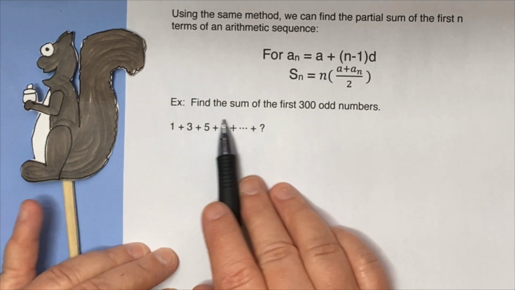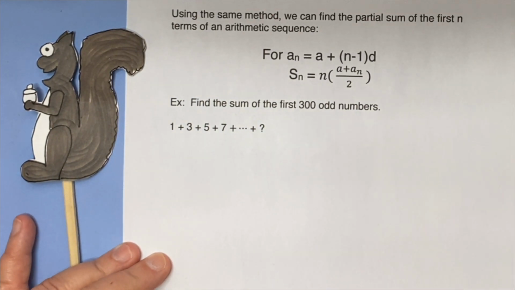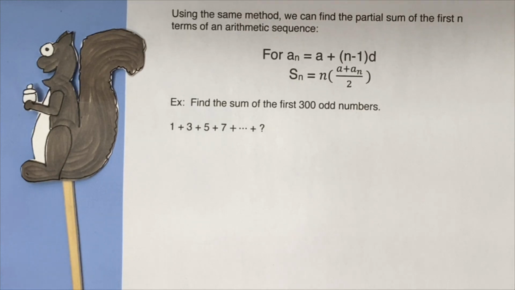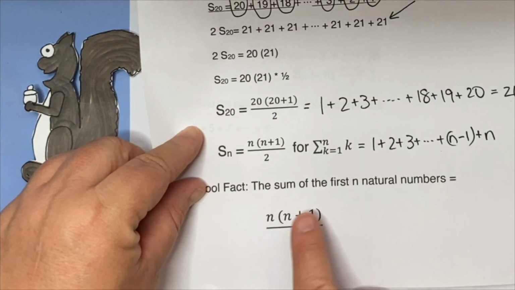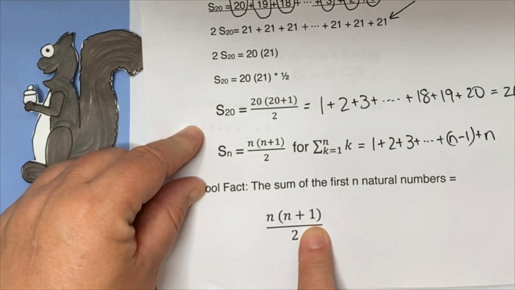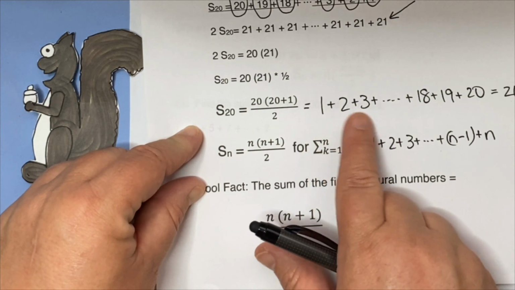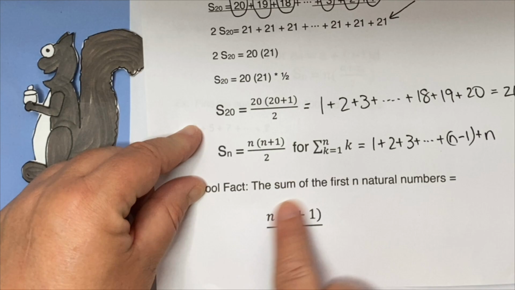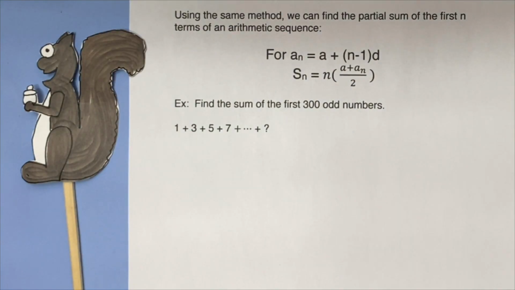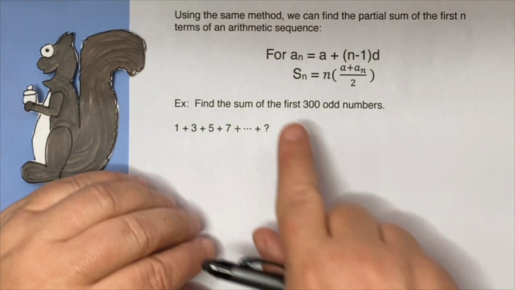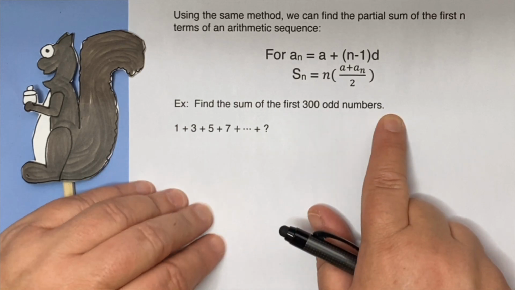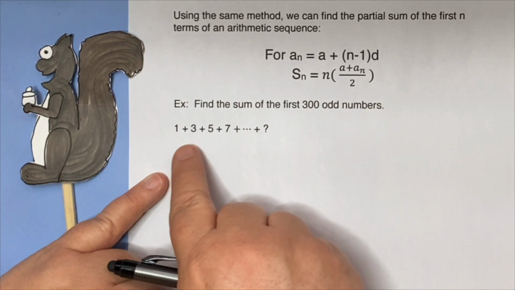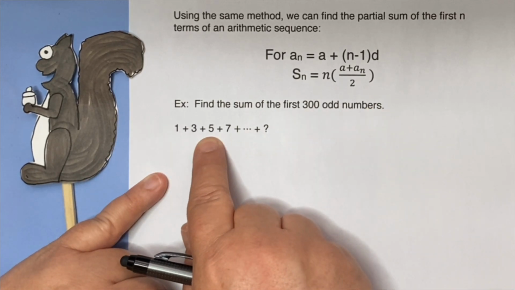So find the sum of the first 300 odd numbers. Can we just use the simple formula? This one is so easy. No. That one is 1 plus 2 plus 3 plus 4, it has to be in that order, and then you get that as the total. What is this asking for? This is asking for the first 300 odd numbers. So this is 1 plus 3 plus 5 plus 7.